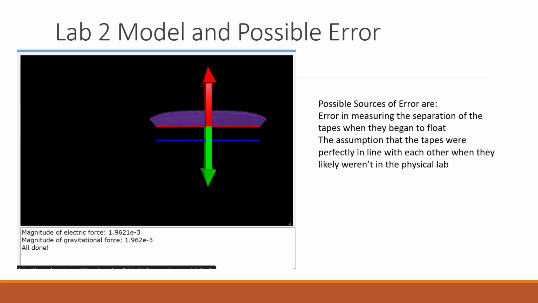And some possible sources of error are some error in measuring the separation of the tapes when they began to float in the physical lab, and the assumption that the tapes were perfectly in line with each other, and they likely weren't when we initially took our measurement in the lab.